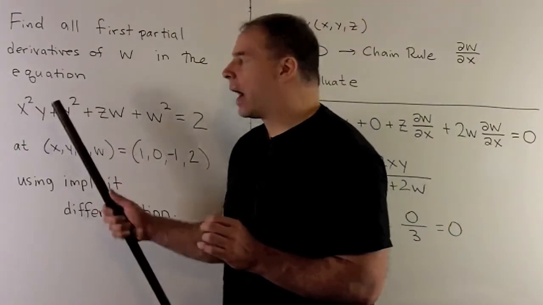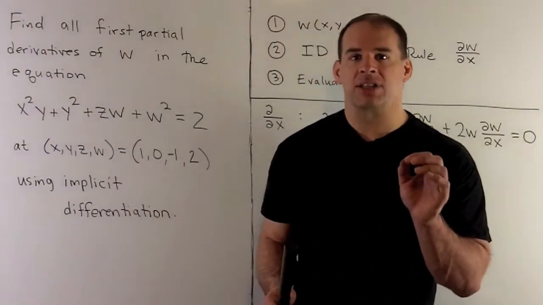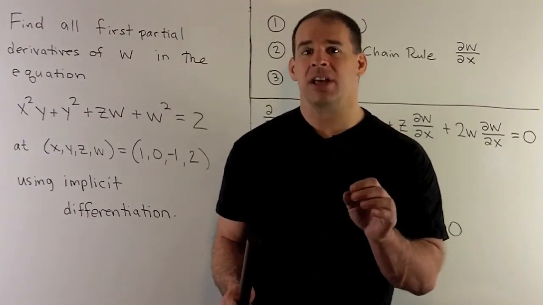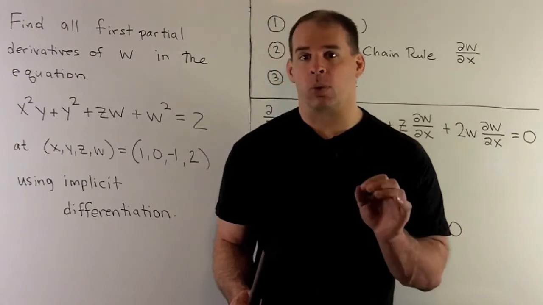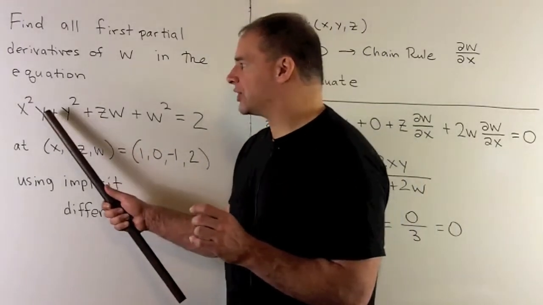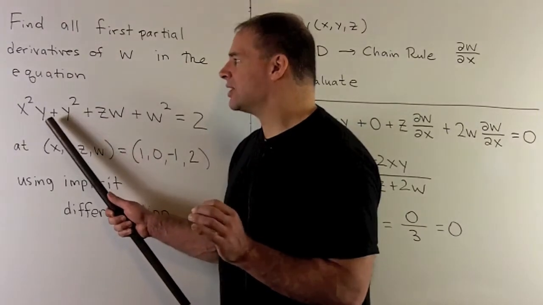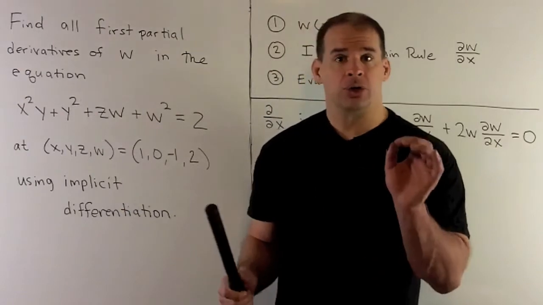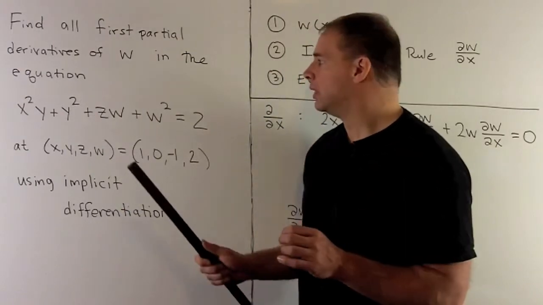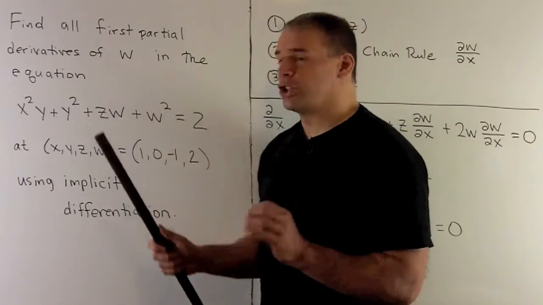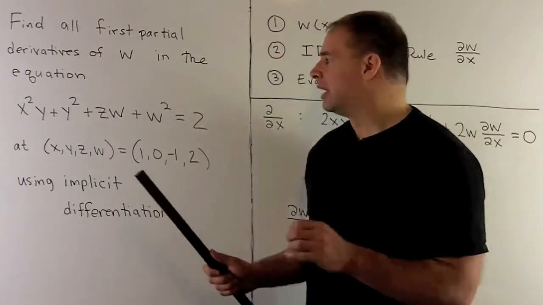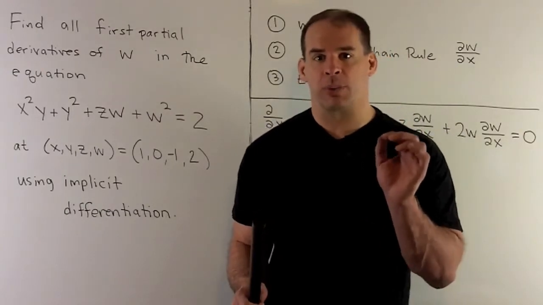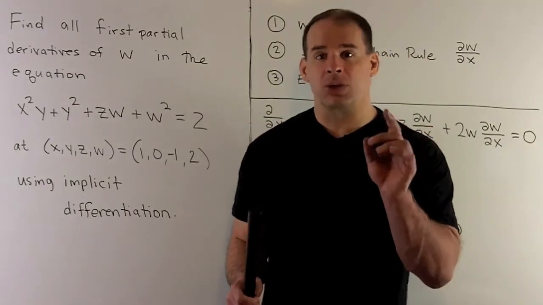Now, for x squared y, if I do the partial with respect to x, we treat x as the variable, y and z are going to be constants, and w is going to be the function where we apply the chain rule. So y is a constant, so the partial of this term with respect to x is going to be 2xy. y squared is treated as a constant so it goes to 0. z times w, z is treated as a constant, so we just pull it out. And then the partial of w with respect to x, we leave it like that. That's what we're trying to solve for.